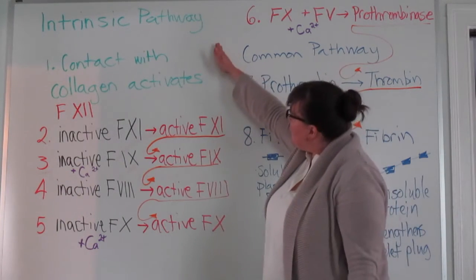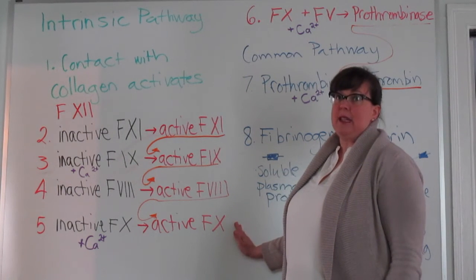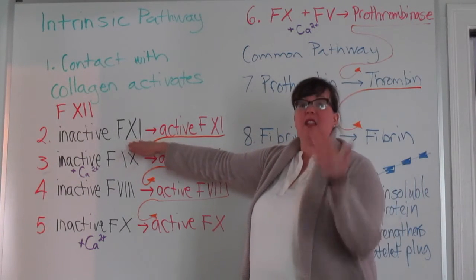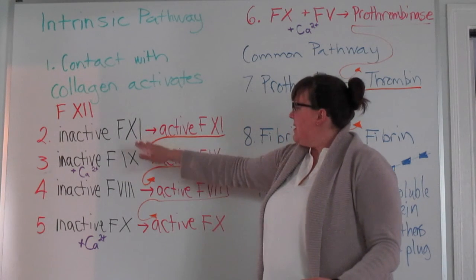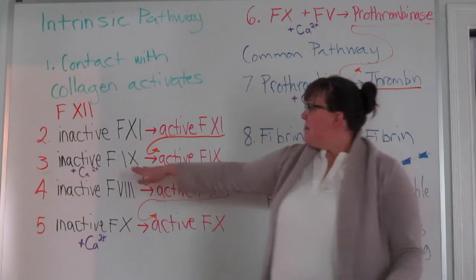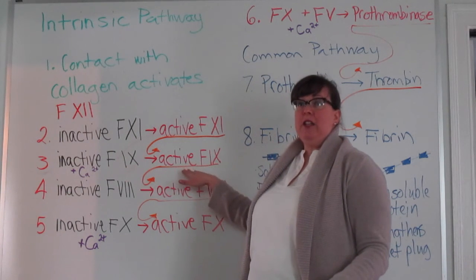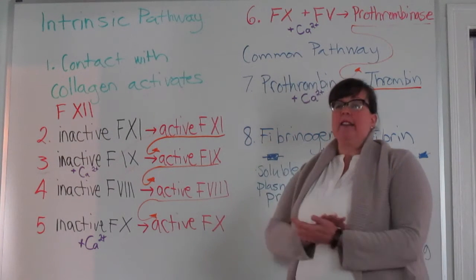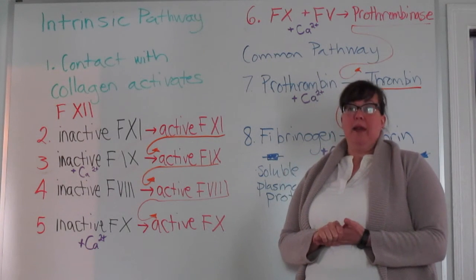And so this intrinsic pathway actually has several more steps than the extrinsic pathway. But it's pretty straightforward, where we have a kind of domino effect or a cascade in which one step activates the next step, which activates the next step and activates the next step, and so on. Calcium is required for a couple of these stages, the conversion of factor 9 to the active form, and then the conversion of factor 10 to the active form. And so this is the intrinsic pathway.